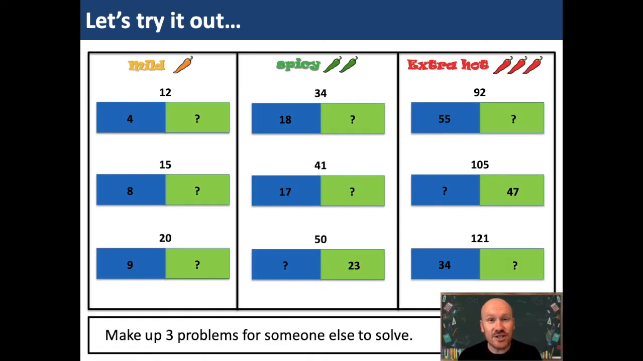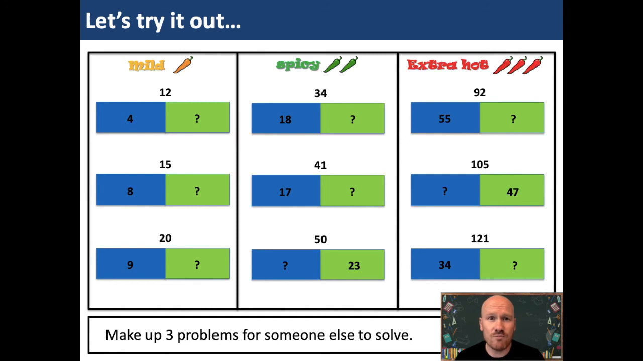Okay, so it's time for you to try that out. Can you apply that strategy in order to solve the problems that you can see in front of you? Once again, we've got mild, spicy and extra hot problems. I want you to have a go at one set of problems, so just 3 questions. If you can do that, I want you to have a go at making up 3 problems for someone else to solve. Now, those problems, once again, aren't set in a context. It's just those bars where you know one of the parts and you know the whole amount.